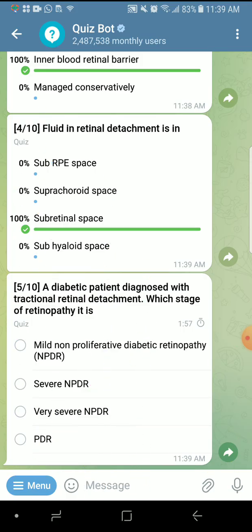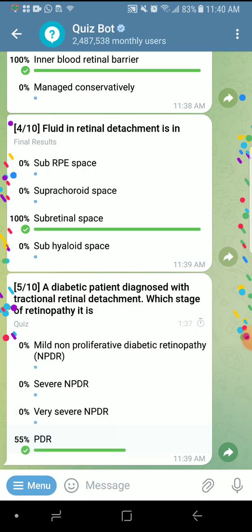Now, a diabetic patient has a tractional retinal detachment because of new vessels. New vessels can pull the retina, causing traction, causing gradual decrease in vision, and then field defects, then vision loss. Now, this tractional retinal detachment comes in proliferative stage, because the new vessels word comes in proliferative stage of diabetic retinopathy.